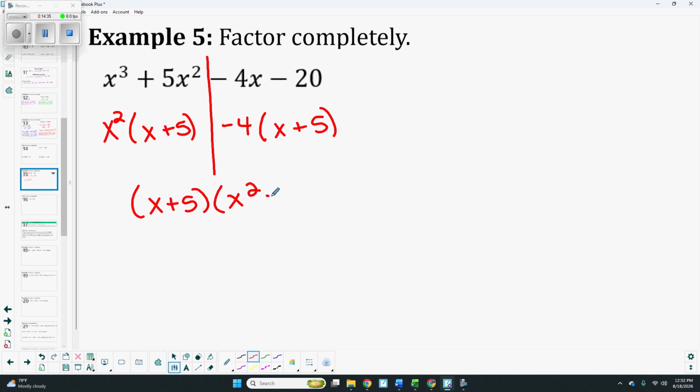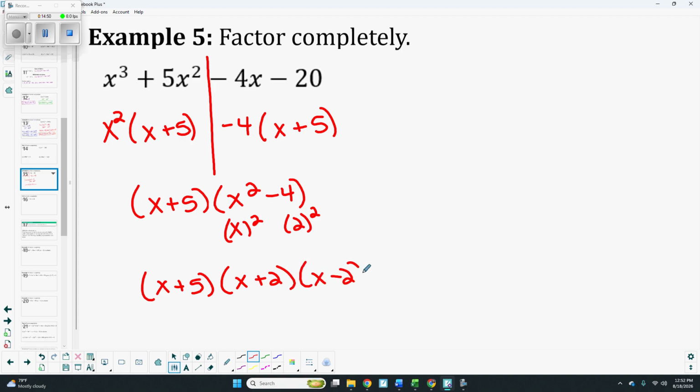And we're left with x squared minus 4. But again, x squared minus 4 can go further. That's the difference of 2 squares. Right? Those are the things being squared. So this would be x plus 5, x plus 2, and x minus 2.